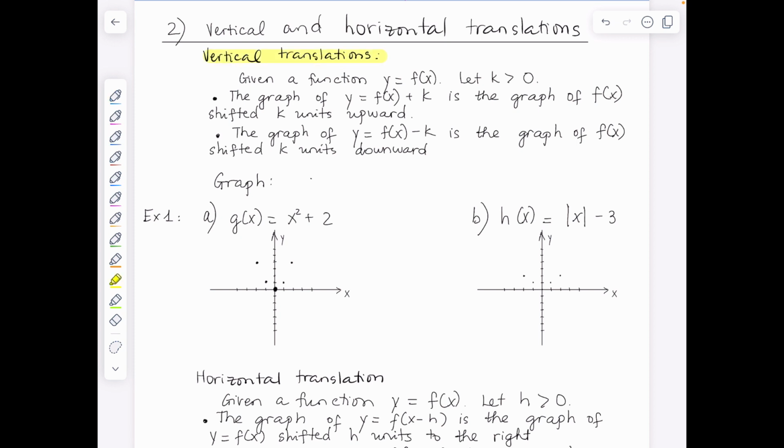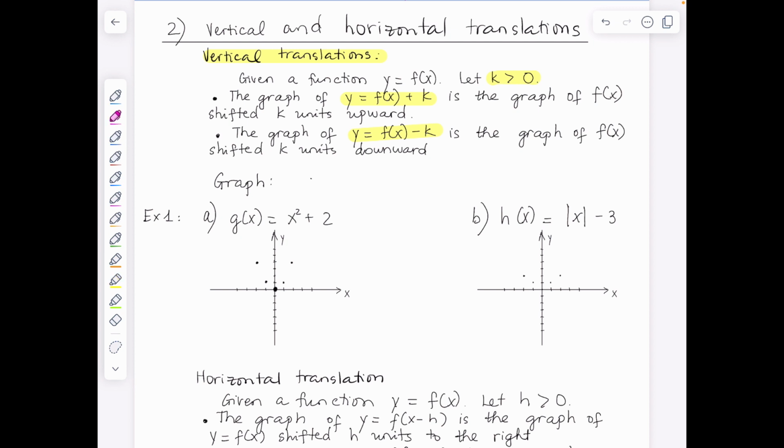Given a function y is equal to f of x, let k be a positive number. Then we have two scenarios. The graph of y is equal to f of x plus k, so what it means is we're just adding a positive number k to the parent function f of x, is the graph of the parent function f of x being shifted k units upward. And similarly, y is equal to f of x minus k is the graph of f of x shifted k units downward. So let's look at part A.